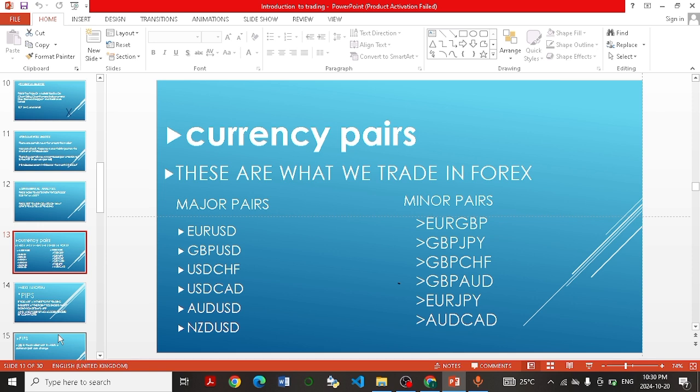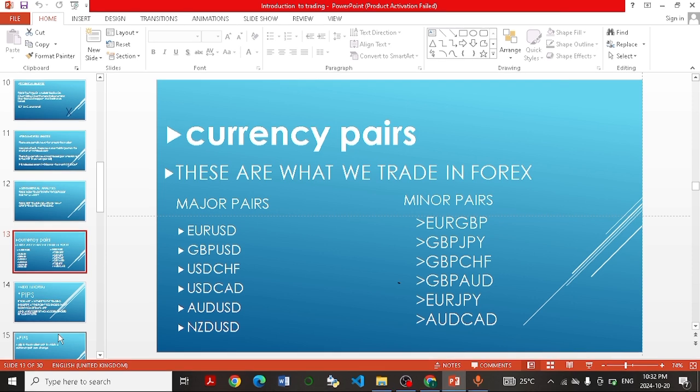That's for the major currency pairs that we have. For the minor pairs, we have the Euro against the GBP, Great British Pounds. We have the Great British Pound against the Japanese Yen, that's JPY. Great British Pound against the Swiss franc, that's CHF. Okay, I didn't say it earlier.